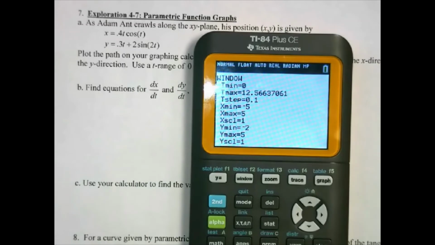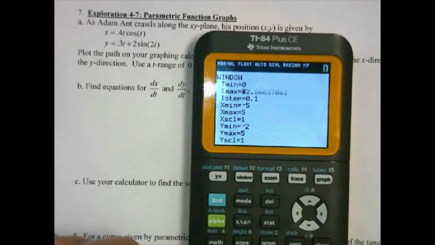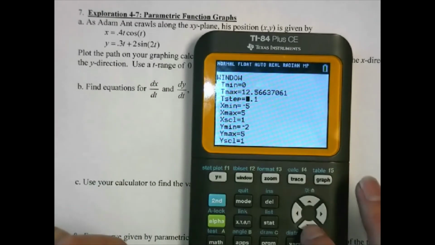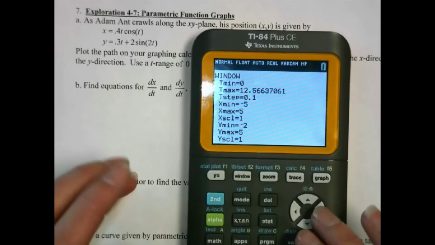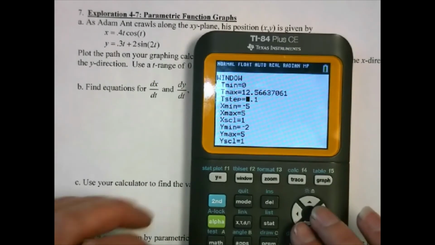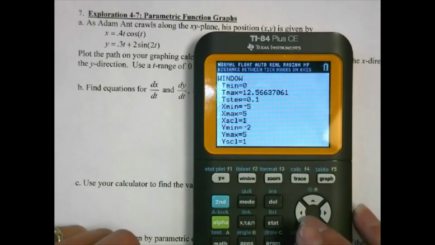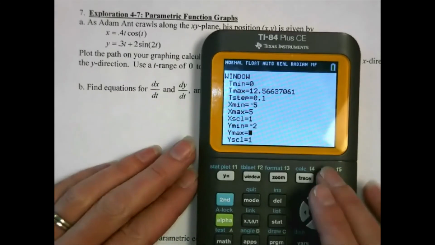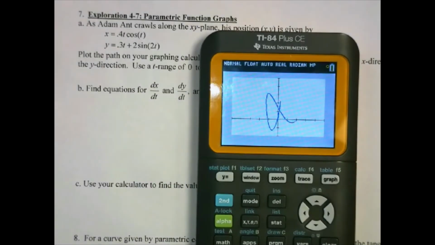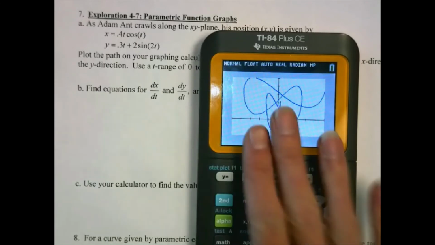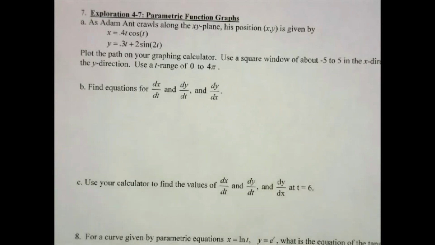For our window, we're going to go from 0 to 4 pi. Our t step, the smaller you make this, the slower it will graph, so 0.1 is fine there. Our x's min and max is going to be negative 5 to 5. And for our y's, we're going to go from negative 2 to 5. So let's watch our ant go. There he goes.